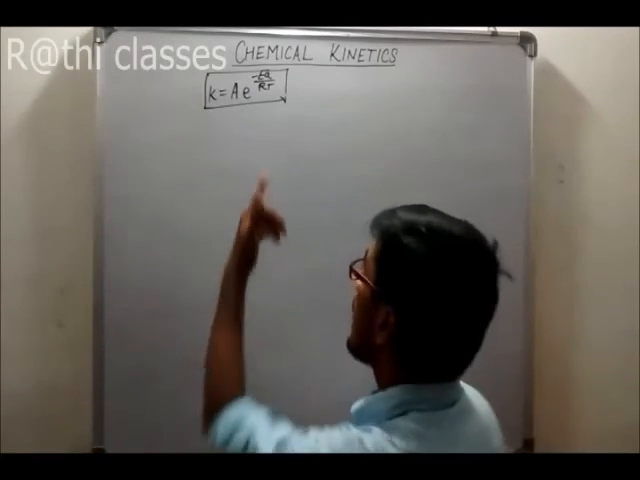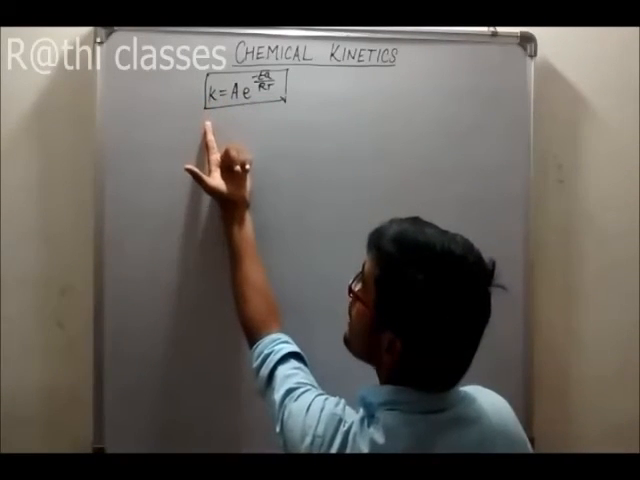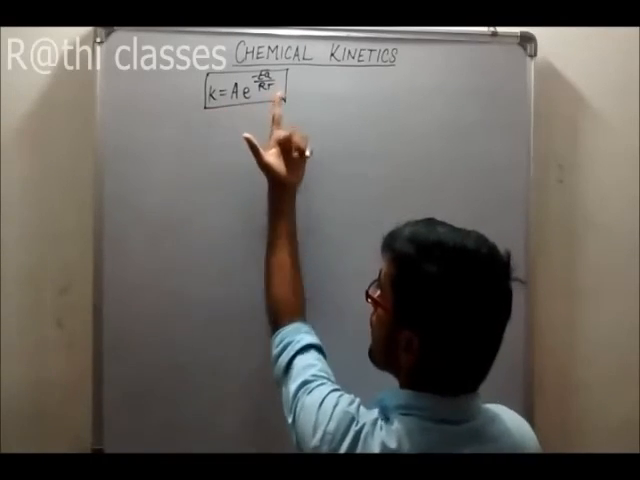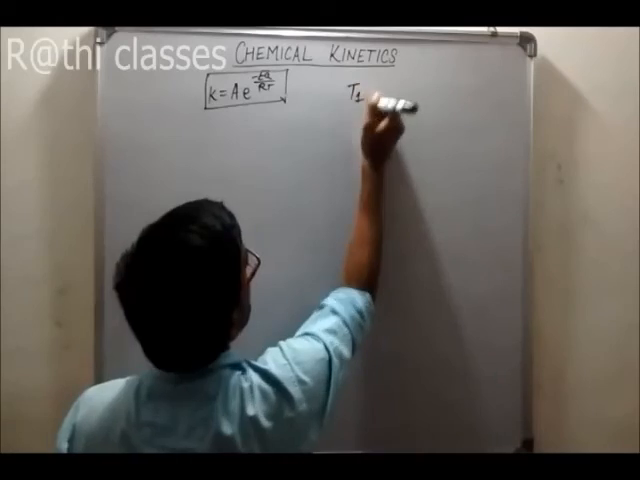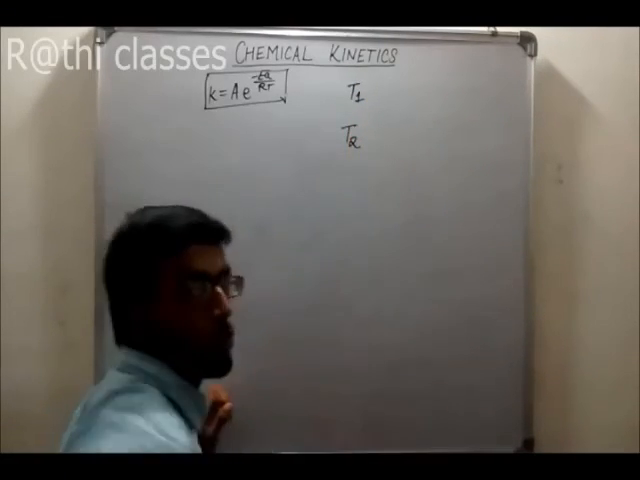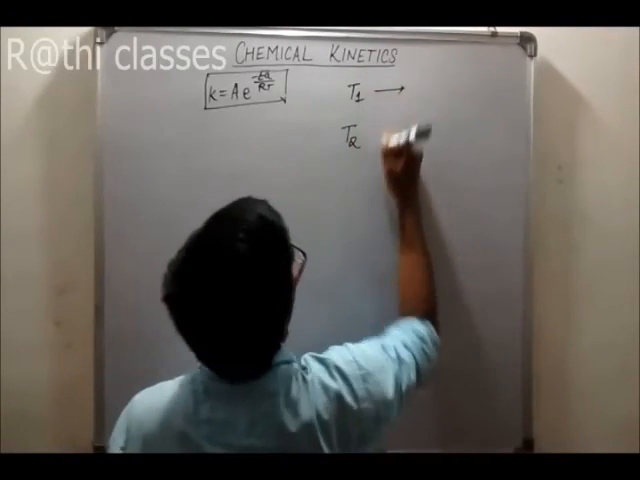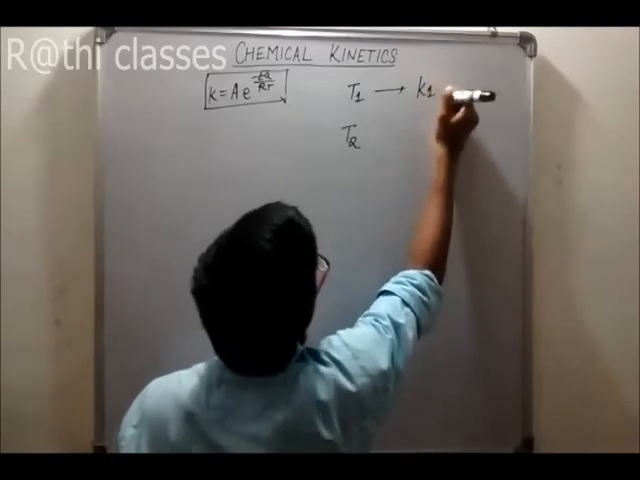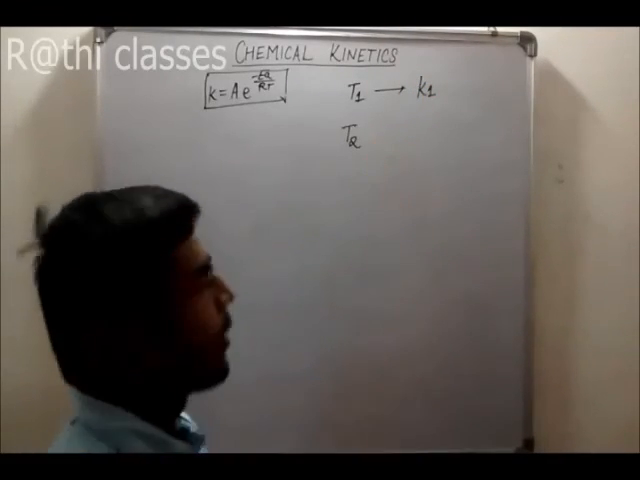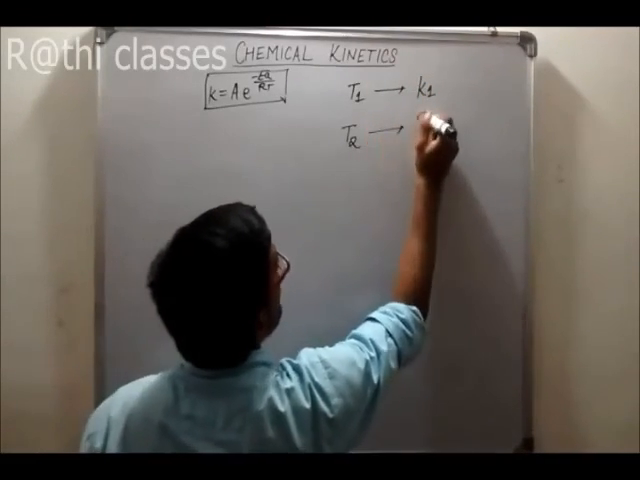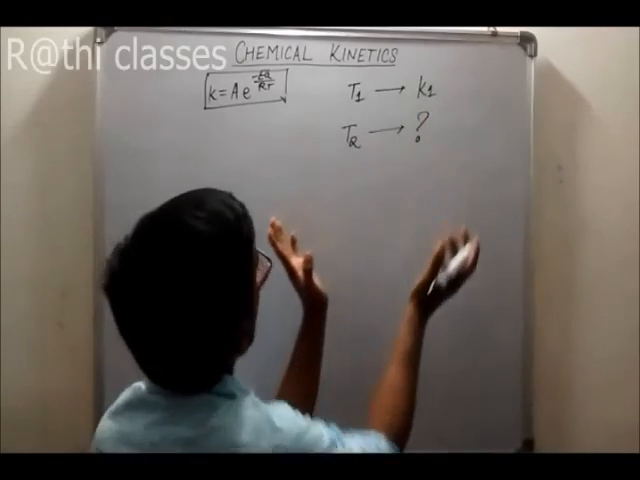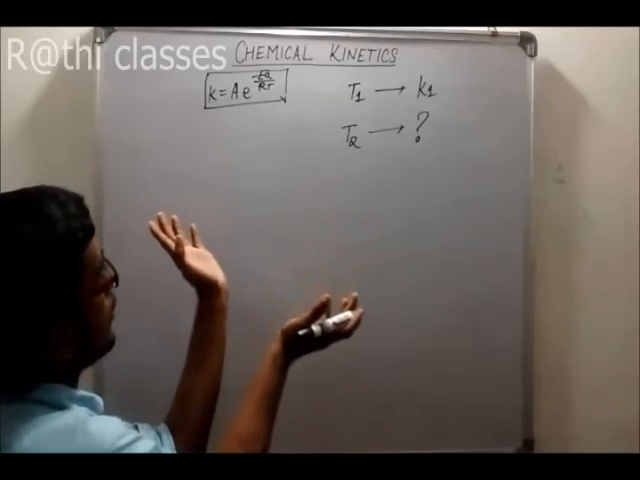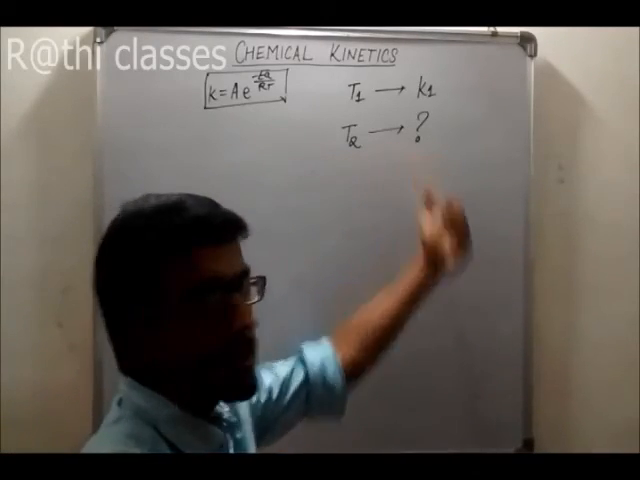Now, we know that the rate constant depends on temperature. Now let's say we have two temperatures, T1 and T2. And let's say we know the value of the rate constant at temperature T1, which is equal to K1. If we need to find the value of the rate constant at temperature T2, then for this we will be deriving a general result so that we can answer this, right?